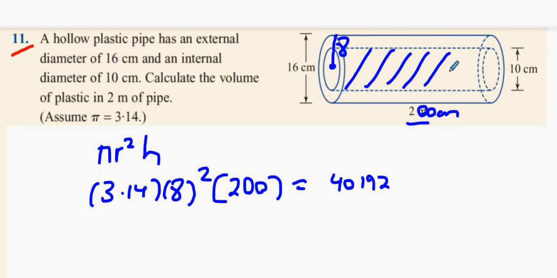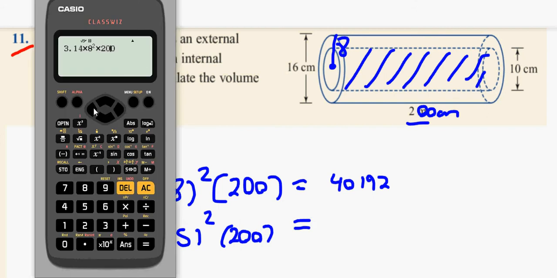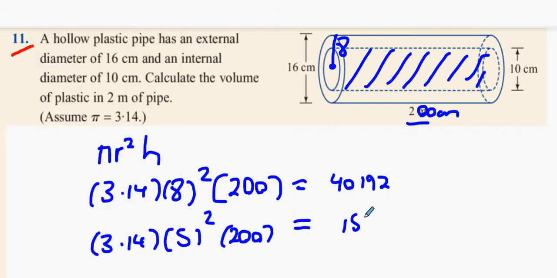So what happens when we take away the small cylinder in the middle? So it's 3.14, what's its radius? 5, and its length is still 200. So if we go back here and just change the 8 into a 5, 15,700. Take both of them away from each other, and what do we get?